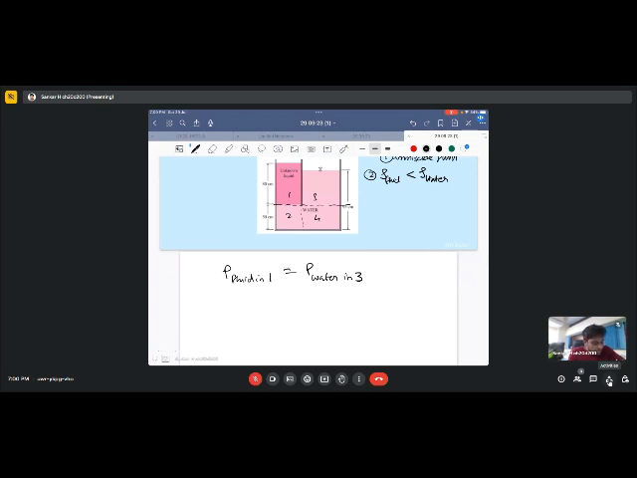Therefore, the hydrostatic pressure is simply given by rho times g times h. If we put that for fluid 1, we get the density of the fluid times g times the height of the fluid, which should be equal to the density of water times g times the height of water.